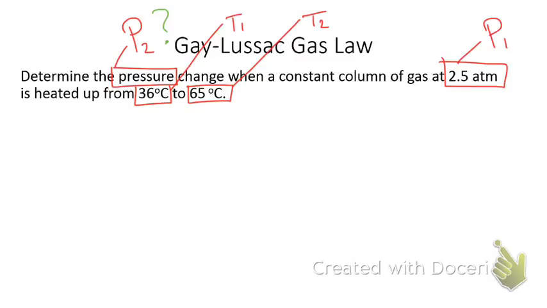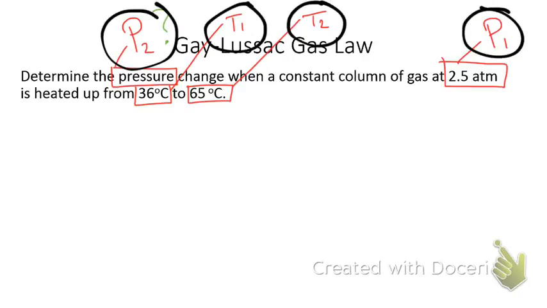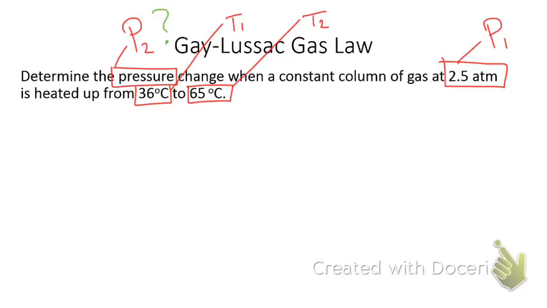Okay, so once I've boxed in my variables, all I see here is pressure and temperature. The problem says nothing about moles. If it said something about moles, I know I would have to use the ideal gas law, so I know that's out. I'm going to be using the combined gas law, and the problem also says nothing about volume. So let me show you what I like to do.